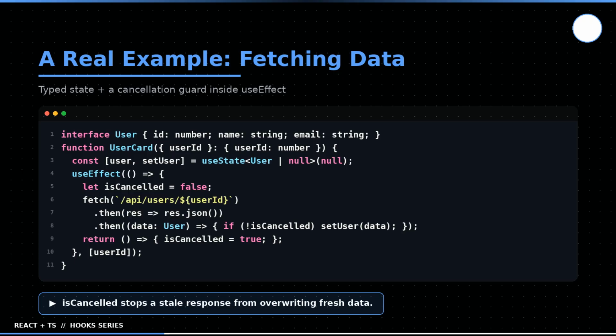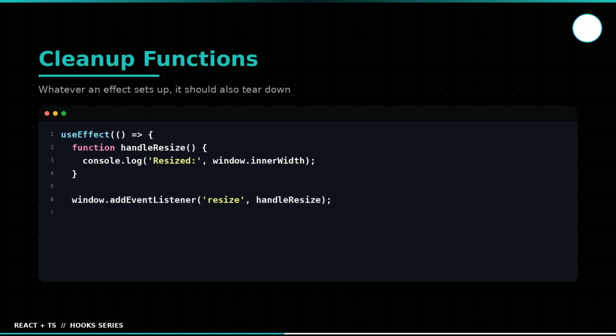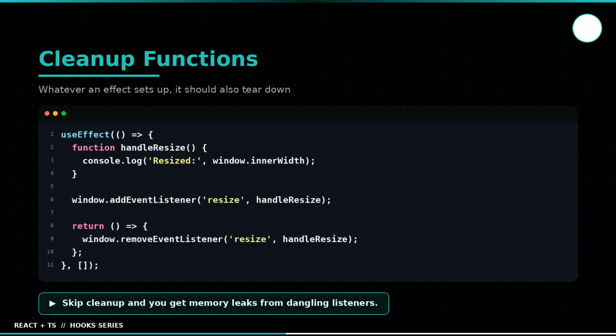Notice a few things. useState User or null. We type state explicitly, because TypeScript can't infer the shape of data coming from fetch. Inside, we don't make the useEffect callback itself async. React expects useEffect's return value to either be nothing or a cleanup function, not a promise. So we define the async function inside and call it. isCancelled is a cleanup pattern. If userId changes quickly, like a user rapidly clicking through profiles, we don't want a stale delayed response to overwrite newer data.